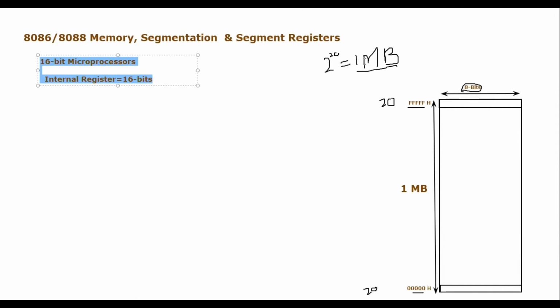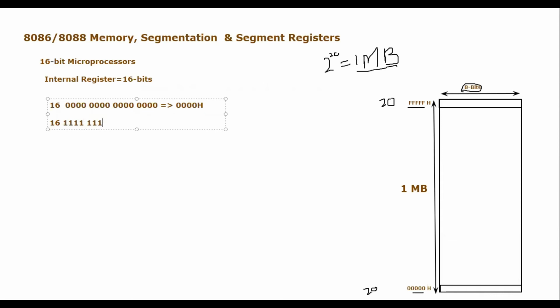Is it possible? Because with a 16-bit register, how many bits can we actually generate? 16 bits. If we make 16 zeros in binary, that leads to the minimum address possible using a 16-bit register, which is 0000 hex. And if we make 16 ones, that means 4 ones, another 4 ones, another 4 ones, it leads to FFFF in hexadecimal. This is the maximum address that you can actually achieve.